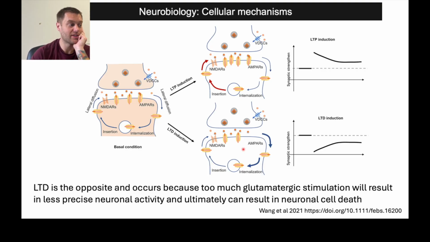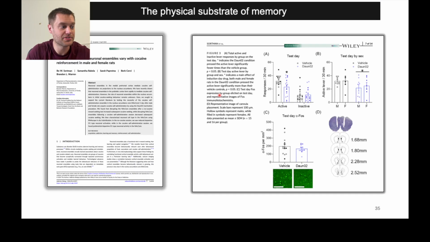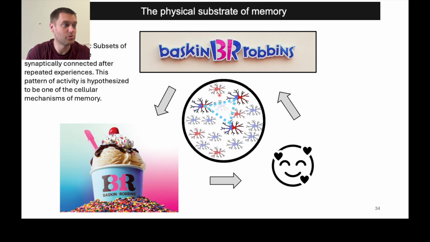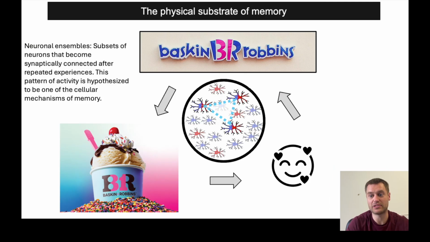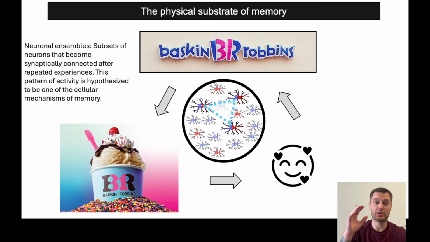Okay, so that is the end of our learning and memory lecture. You'll definitely need to know that LTP is the increase of excitability through an increase of AMPA receptors. You'll need to know that LTD is a decrease in neuronal excitability due to a decrease in AMPA receptors. You'll need to know about neuronal ensembles, that it's the cellular basis of memory, and that it's basically the idea that neurons that are synaptically connected and have a particular pattern of activity is the cellular basis for memory.